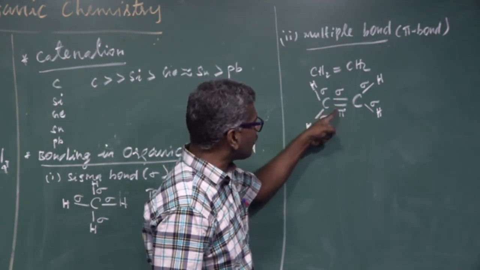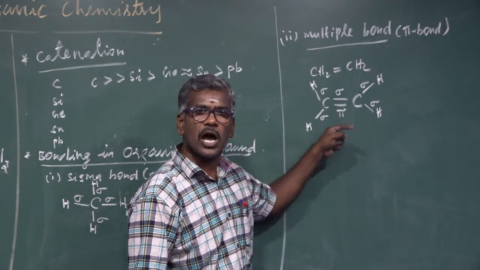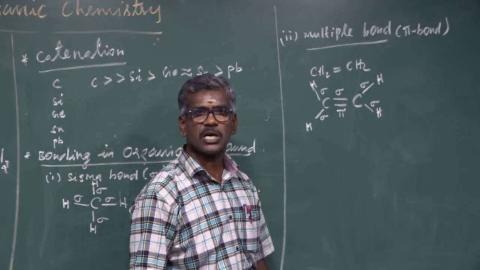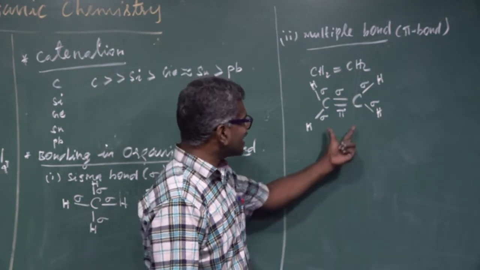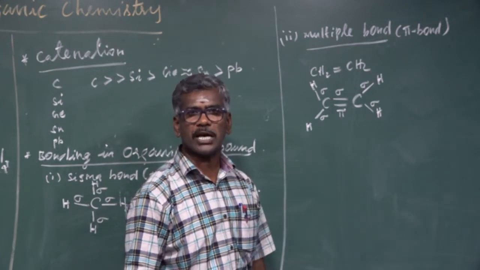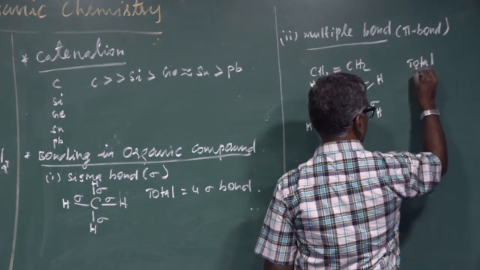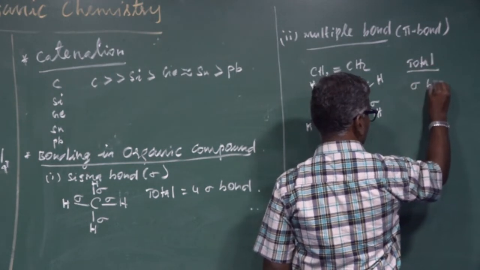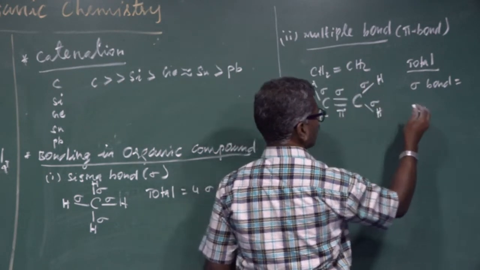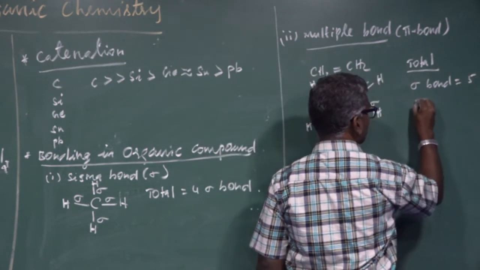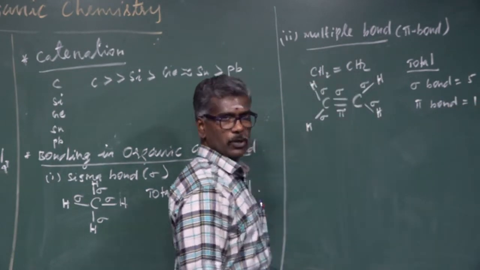Among the sigma bond and pi bond, which is the weak bond? The pi bond. It undergoes addition reaction, substitution reaction or polymerization reaction. One more question may be asked in the NEET: in this compound, how many are sigma bonds and how many are pi bonds? One, two, three, four, five. Five sigma bonds. How many pi bonds? Only one pi bond.